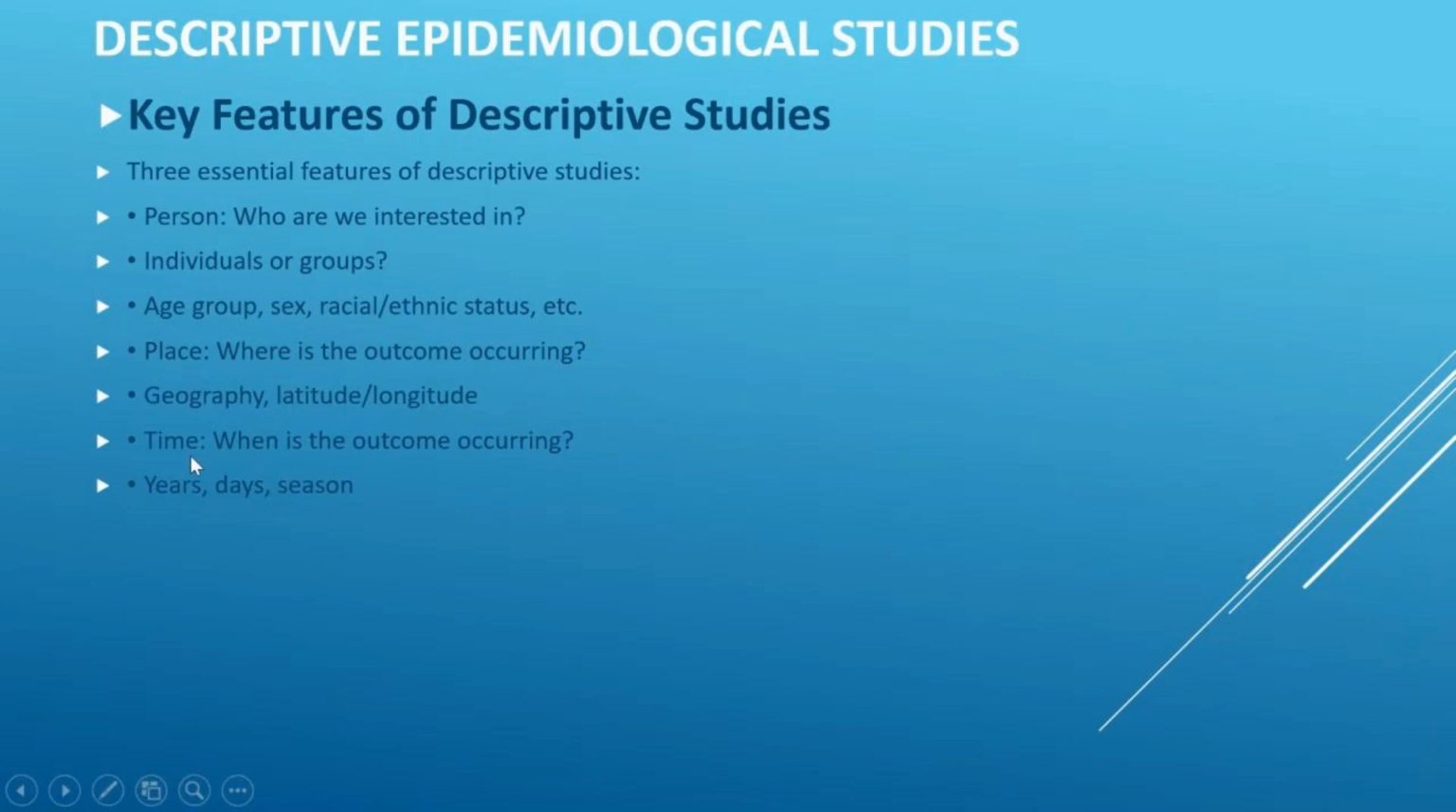Then time. When is the outcome occurring? After the exposure, is the outcome occurring in years, in days, or is it seasonal? So time, place, and person are very important. They are very helpful in choosing the correct study design. So if you are looking at these things, time, place, and person, and trying to establish the relationship between the exposure and the outcome of interest, then you would go for descriptive epidemiological studies.